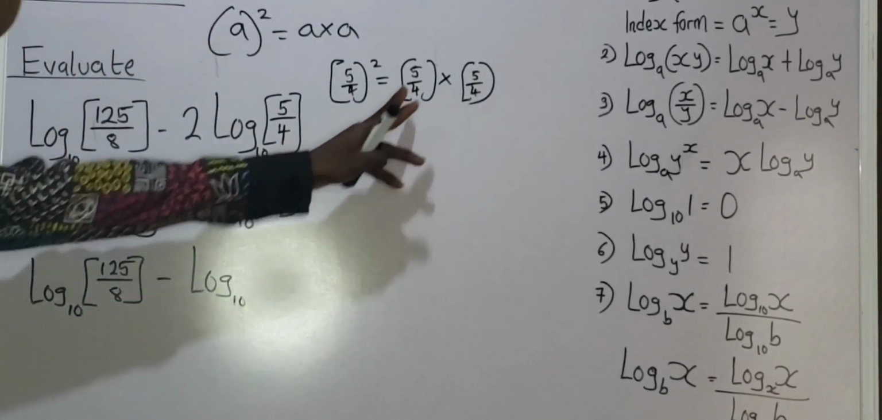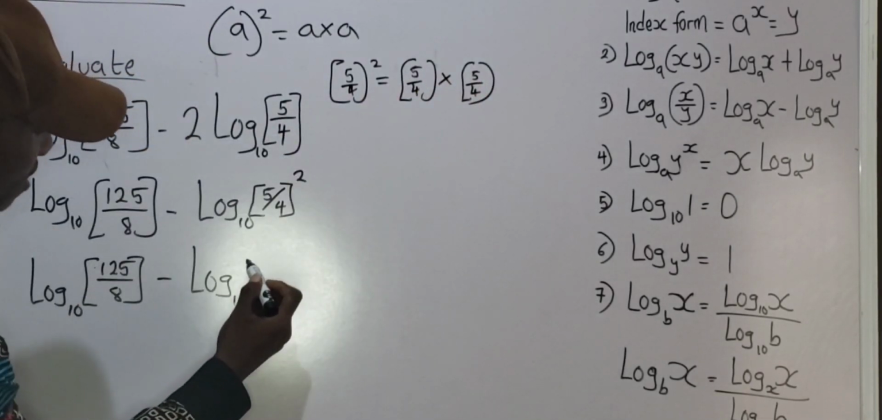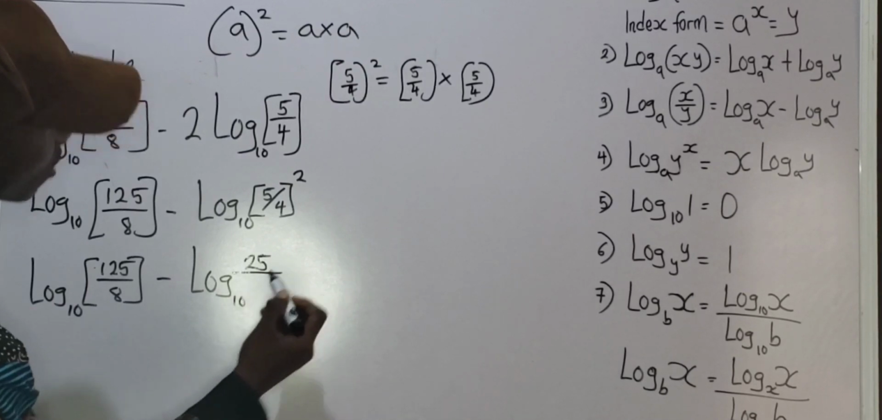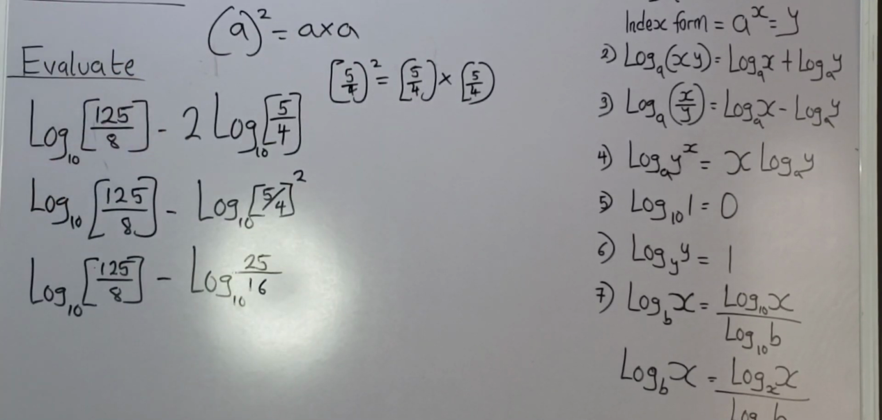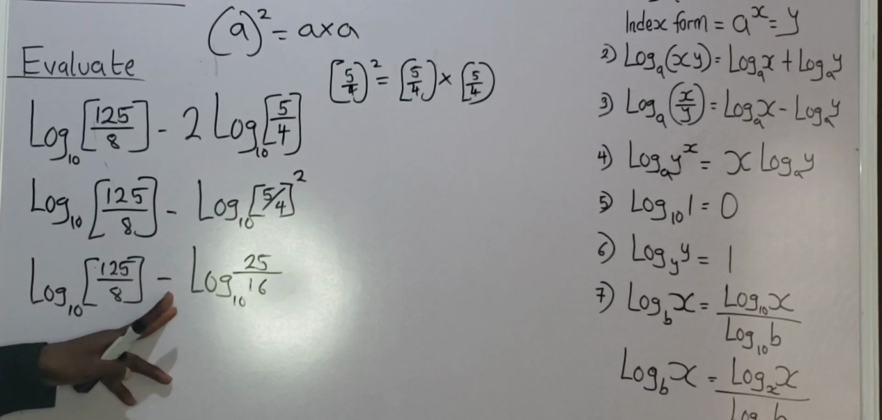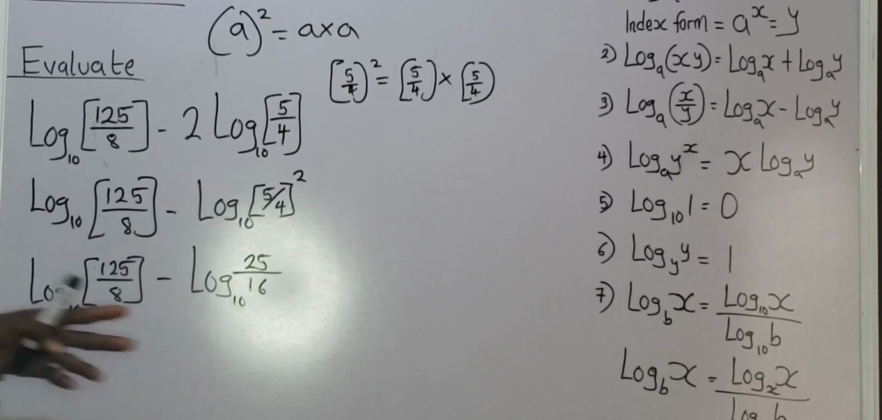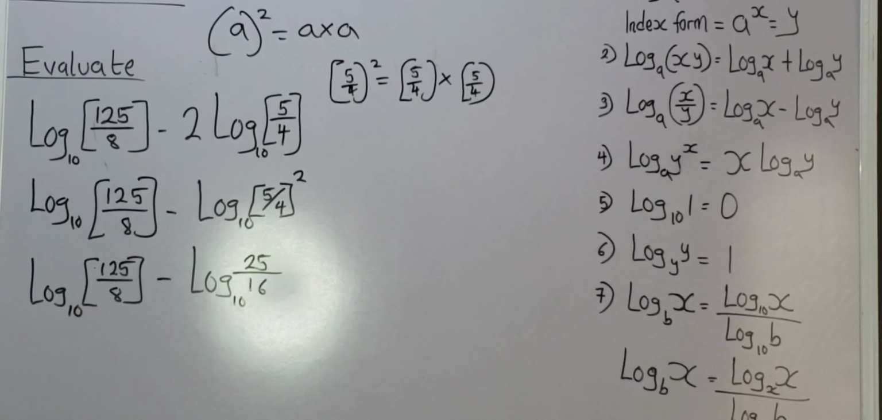So for this, I'm going to have 5 times 5, that is 25, all over 4 times 4, that is 16. So 25 over 16. Now, the first law that I mentioned earlier is that the quotient of a log is the difference of that log, and the difference of a log, like we have here, is the quotient of that log. Quotient means division. Please take note of that.